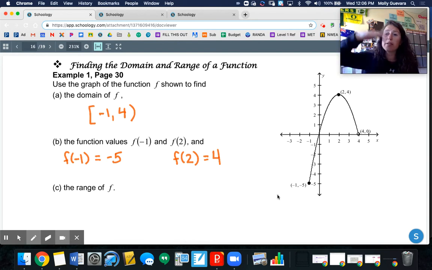And then the last part is, what is the range of f? Range is up and down, right? What is the lowest y value that I can have? In here, the lowest y value I can have is -5. And the highest y value I can have is right here at 4. At -5, it's a closed circle. I actually have a point there, so it's a bracket. And at 4, I actually do have a point there, 2 comma 4. So this is also a bracket.